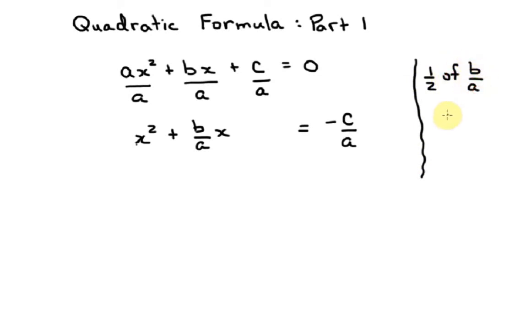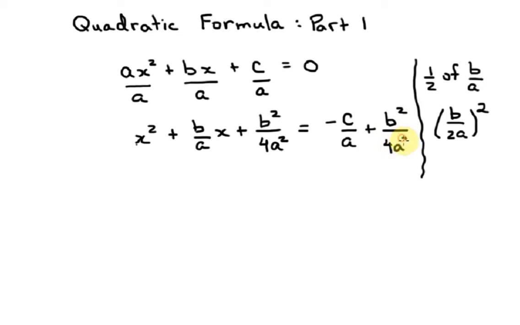What's that going to look like? Well, that's going to be b over 2a. And of course, to complete the square, I want this thing to be squared. So that's going to end up looking like this: plus b squared on the top, and on the bottom, 2a times 2a is 4a squared. Now I'm going to bring that in on the right side as well. So I've got b squared over 4a squared. Okay, so that's going to complete the square.